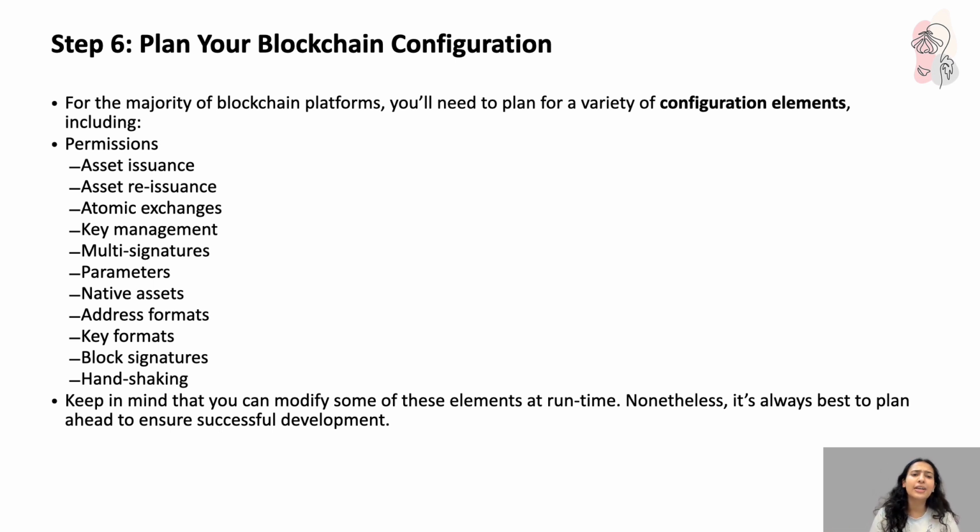On the technical side, we have other things like parameters, native access, address formats, key formats, block signatures, handshaking. What is important is that while for some of these you can modify the runtime, it's always best to plan ahead and early. Thoughtful configuration ensures smoother development, stronger security, and a blockchain that runs reliably in the long term. All these permissions you need to assign and take care of well in advance.